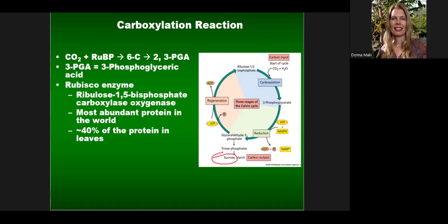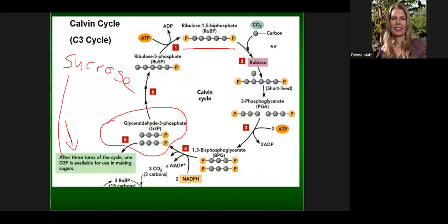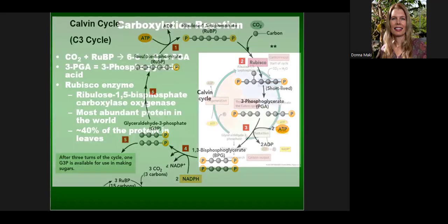So between this picture and this one, I think these are good study tools to get your head wrapped around the idea of the cycle and, looking at the carbon, the types of molecules involved.